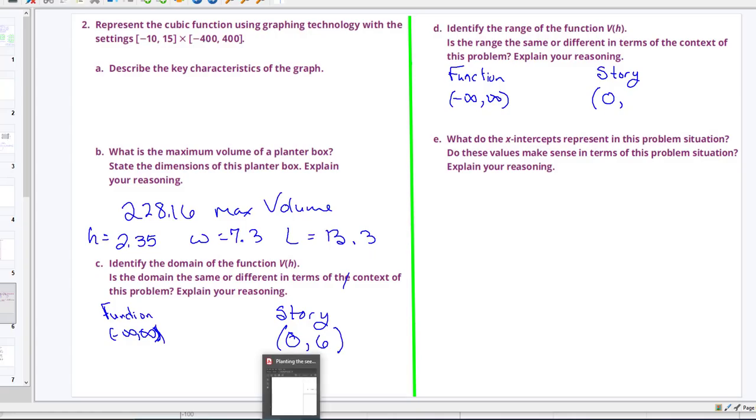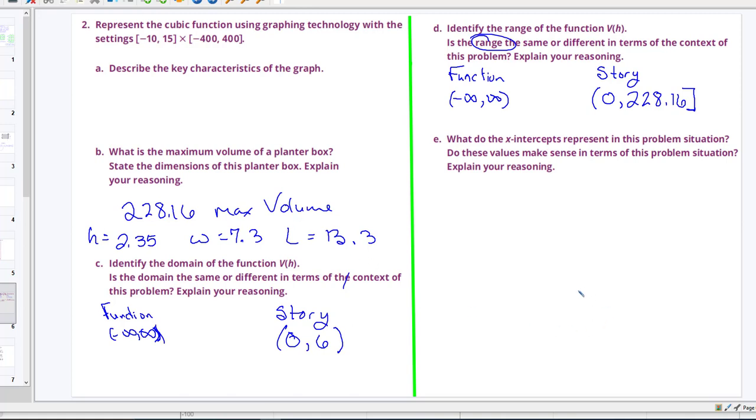So I'm going to stop at that 228.16 for my maximum volume. But can I actually be there? Oh, I can. So let's take it and include that value. I can actually create that maximum volume, so that's the reason that one's going to be a square bracket. So again, this is for our range. And when you're considering the story, we have to consider the constraints of the materials that we are using.